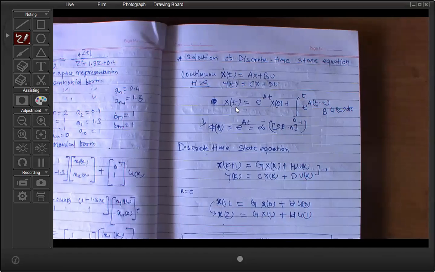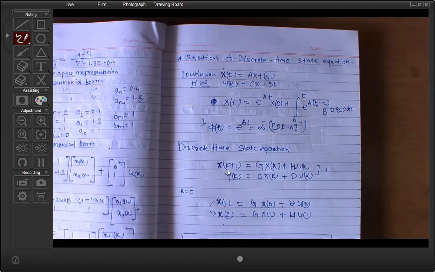Then the solution of the state variable x(t) is equal to e to the power At x naught plus the integration from 0 to t of e to the power A(t minus tau) B u(tau), and e to the power At is equal to the inverse Laplace of (sI minus A) inverse, which is called the state transition matrix. Similarly, now we have to find the solution of the discrete time state equation.